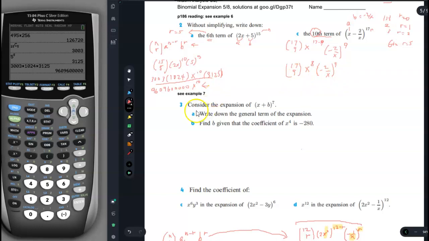You can do it in the calculator, right? Okay, let's move on to number 3. Consider the expansion of this binomial expansion to the 7th power. Write down the general term of the expansion. Okay, what do they mean by write down the general term?